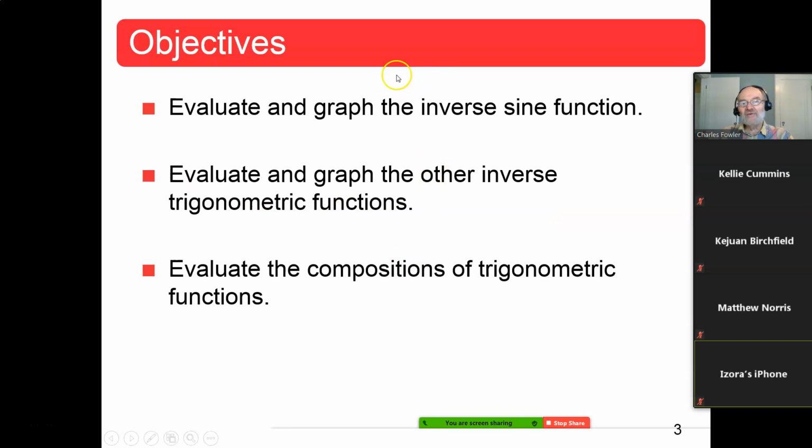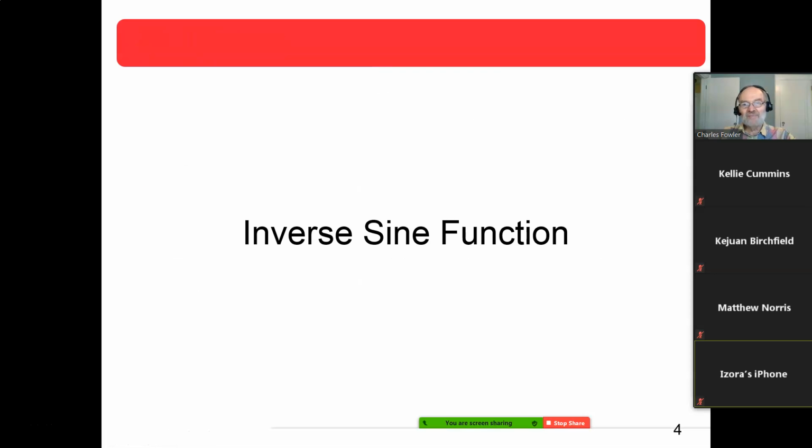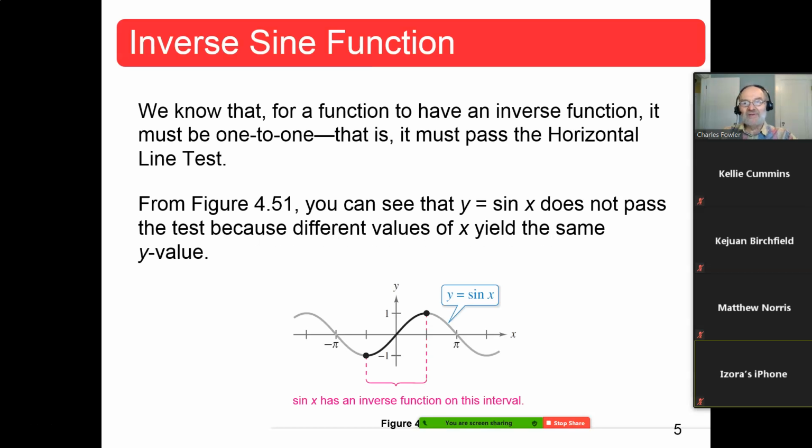We'll evaluate and graph the inverse sine function. We'll evaluate and graph the other inverse trigonometric functions, or at least some of them. And we'll evaluate the compositions of trigonometric functions. So we'll get there last. So let's start with the inverse sine function. What do we mean by this?